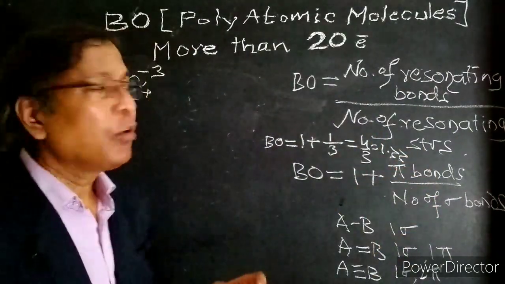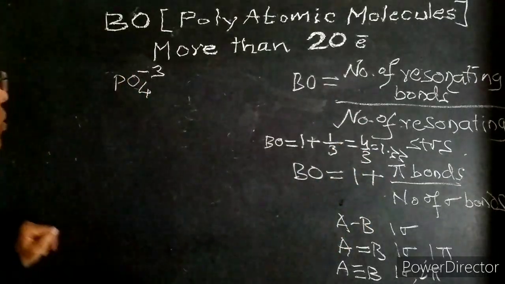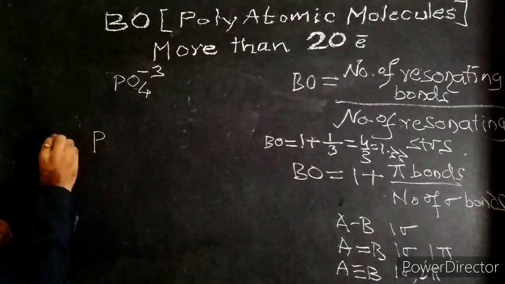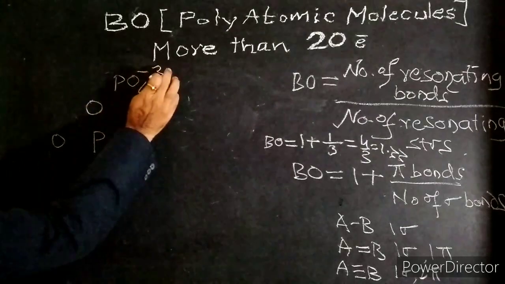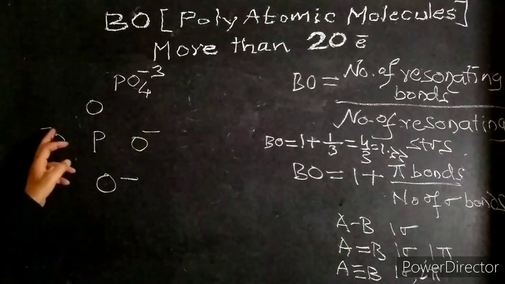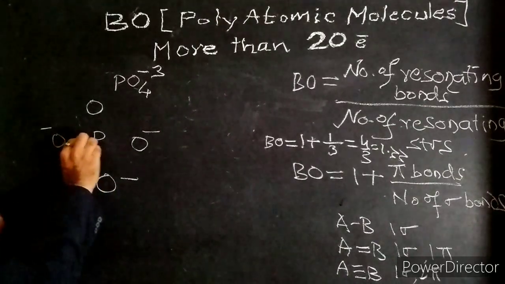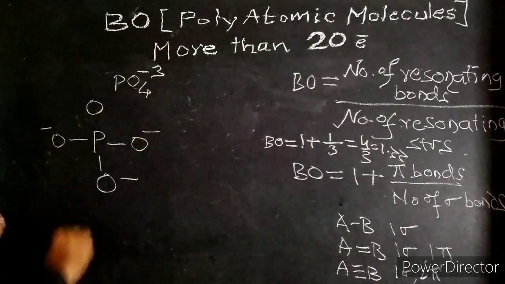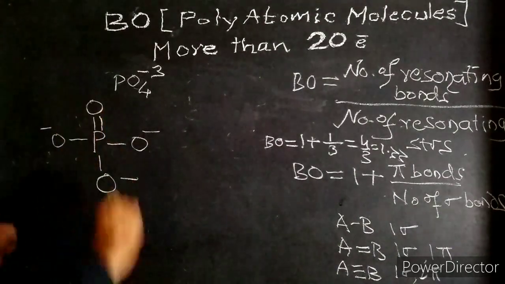Now let us find the bond order of PO4 minus 3 by using these formulae. Let us draw the structure first. Central atom is phosphorus. There are 4 oxygen atoms and there are 3 negative charges. So 3 oxygens get 1 negative charge each, and oxygen with negative charge should be bonded to the central atom with a sigma bond or single bond, and oxygen without any charge should be bonded with a double bond.